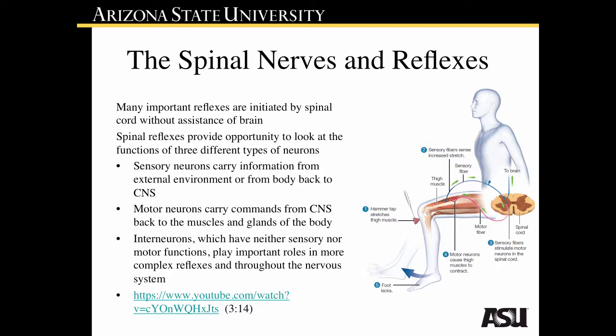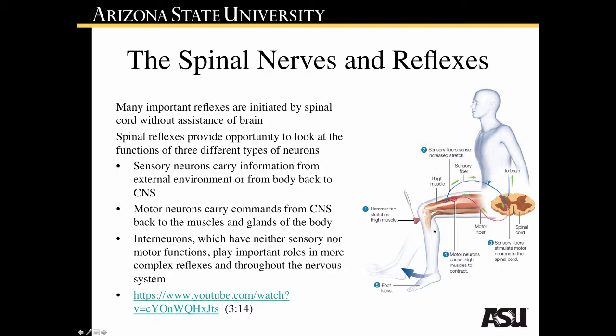The spinal nerves and reflexes are described here. There are a lot of important reflexes that happen, of course, automatically, that are initiated by our spinal cord without the assistance of the brain whatsoever. So these provide an opportunity to look at the functions of three different types of neurons. First, there are sensory neurons that carry information about our external environment from our body back to our central nervous system. And this whole set is sort of described here in this figure.